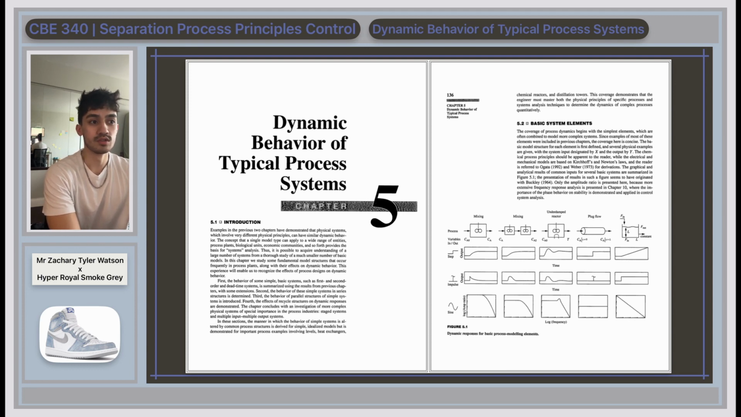In this chapter, we study some fundamental model structures that occur frequently in process plants, along with their effects on dynamic behavior. This experience will enable us to recognize the effects of process design on dynamic behavior. First, the behavior of some simple basic systems, such as first and second order and dead time systems, is summarized using the results from previous chapters, and we have extensions.